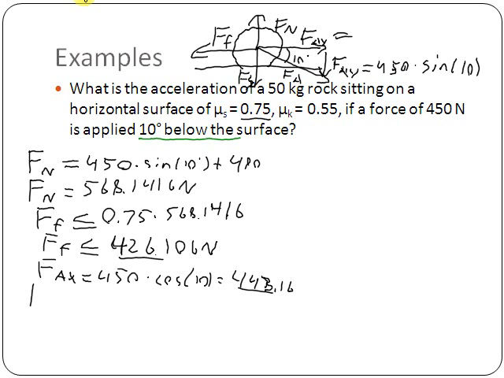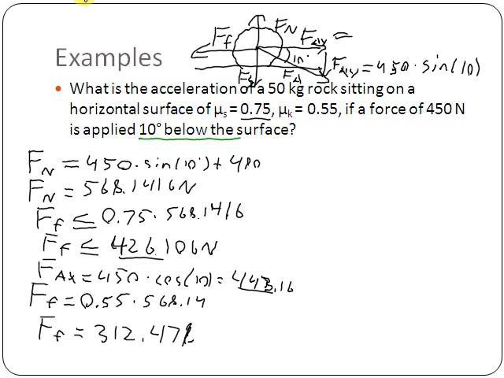And so we know that the force of friction will be equal to the coefficient of kinetic friction, which is 0.55, times the normal force, which is still 568.14. And so that means the frictional force on this object would have to be equal to 312.478 newtons. Now, we have the frictional force, but the question was, what is the acceleration?